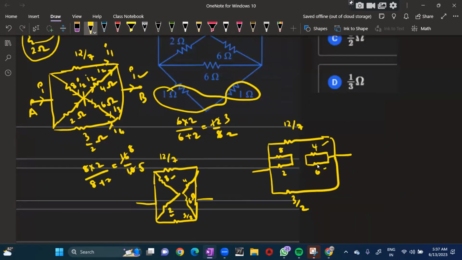And these two are in which combination? Parallel. So 4 into 6 by 4 plus 6, means 24 by 10. How much is that? 2 12s are 24, 2 5s are 10. So 12 by 5.